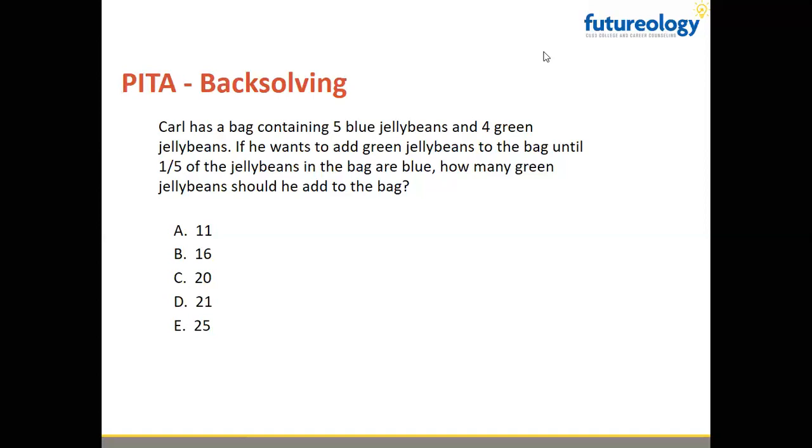Do we need more green in the bag or fewer green jelly beans in the bag? If you know that, then you can eliminate. It's going to be fewer green because we want more blue jelly beans, because 5/29 is more like 1/6. So I need more blue. So I'm going to eliminate C, D, and E right off the bat.